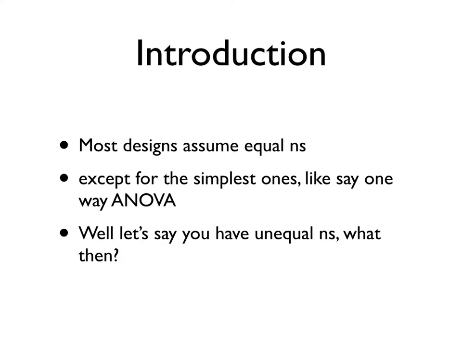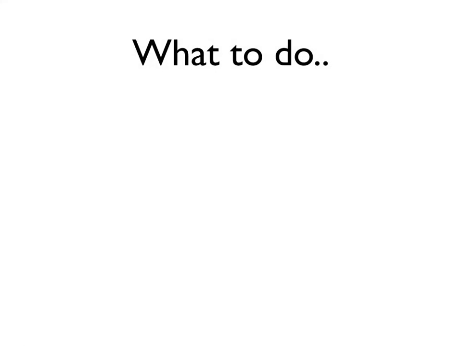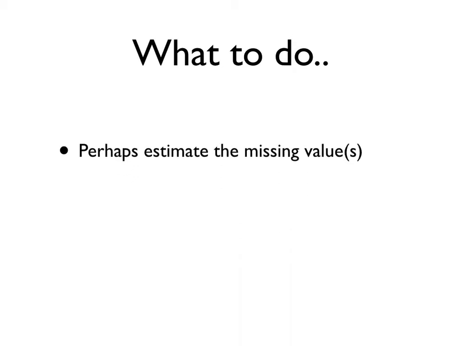It's really neat. So let's say you have unequal Ns if you have anything more complicated than a one-way ANOVA. What then? What to do? What is to be done? Which is the name of a political pamphlet written by Vladimir Lenin. I don't know why I know certain things. I just do. Maybe we can estimate the missing values.